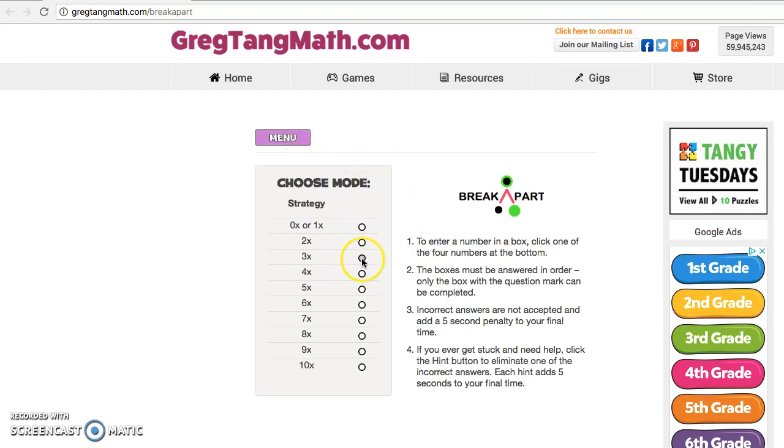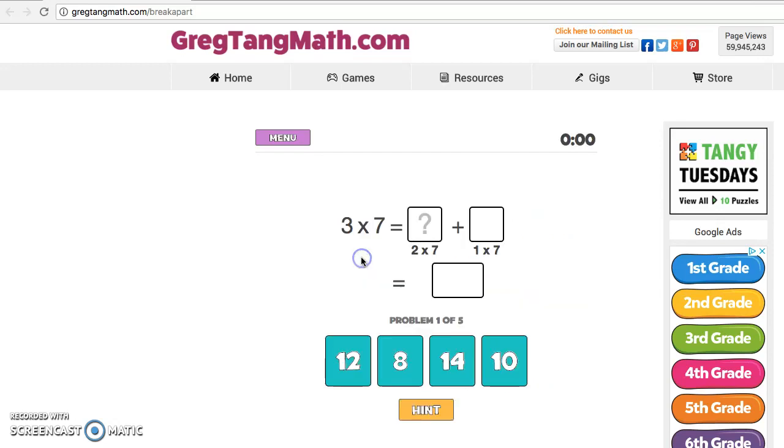I am going to do multiplication by 3 facts. So we know our doubles. This is a doubles fact. 2 times 7, or 7 plus 7 equals what, everyone? It's 14. And then one group of 7 is 7. So 3 times 7 equals 14 plus 7. That is an answer of 21.